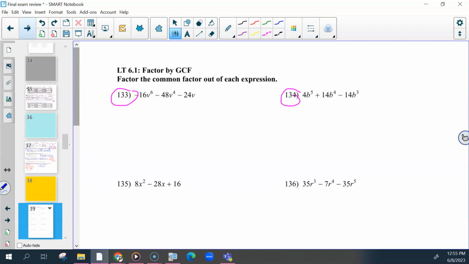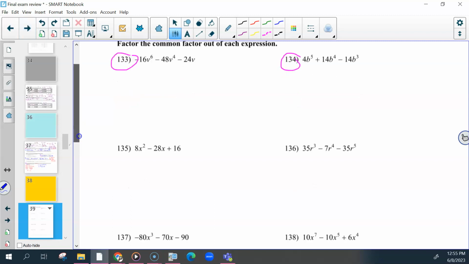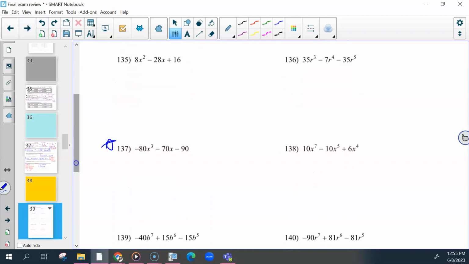Now we're in factoring by GCF. Which of these do we want to see if you go over and have questions about? 37. We'll start with that one.